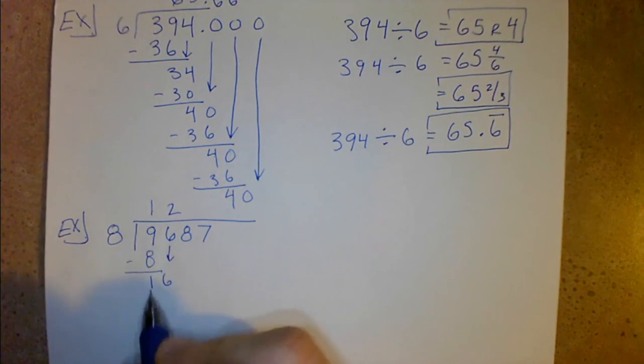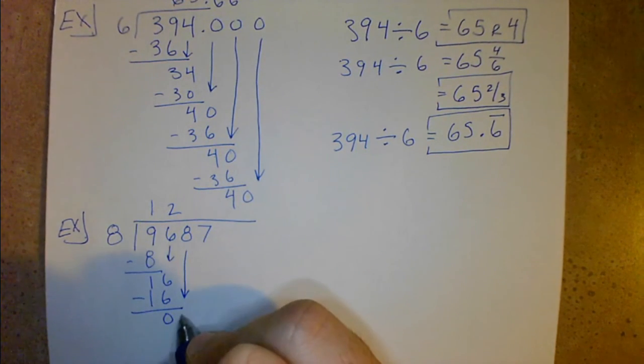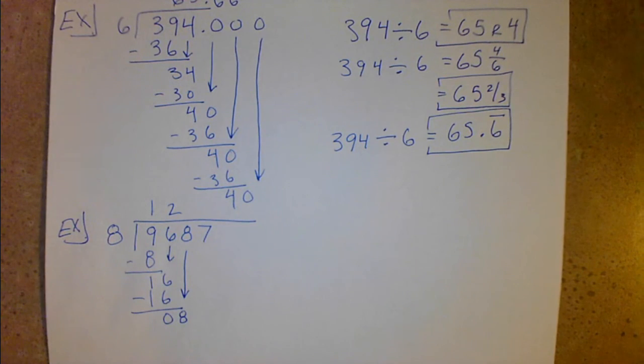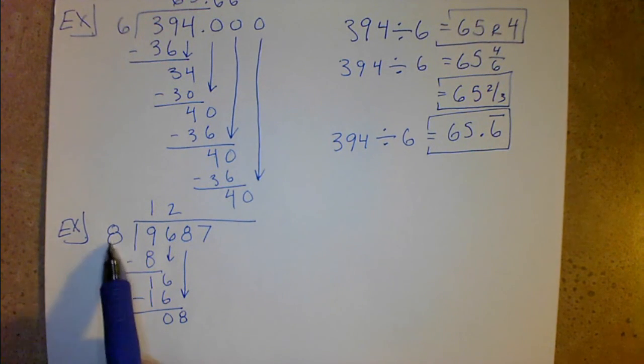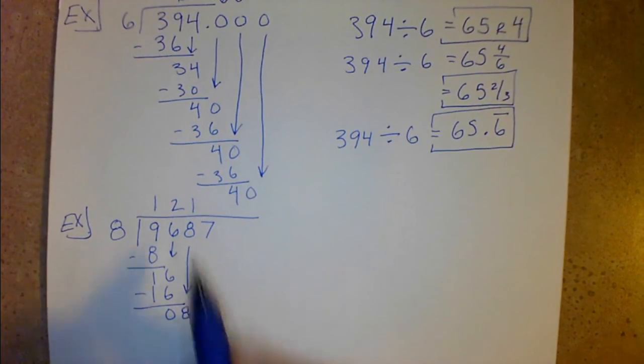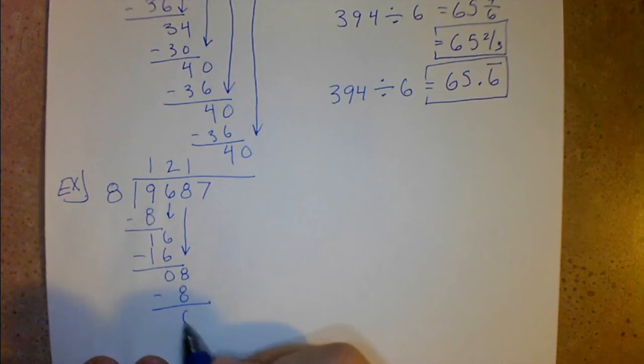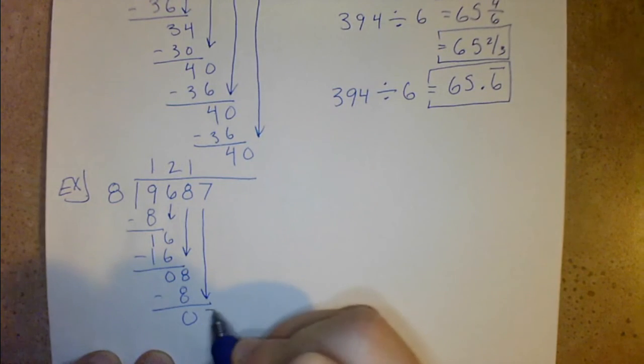2 times 8 is 16. Subtract, and I get 0. Bring down the next number, 8. Now forget about that 0 there because that's really just 8. How many times does 8 go into 8? Once, evenly once again, because 1 times 8 is 8, and I subtract those numbers. 8 minus 8 is 0. And then I bring down that 7.